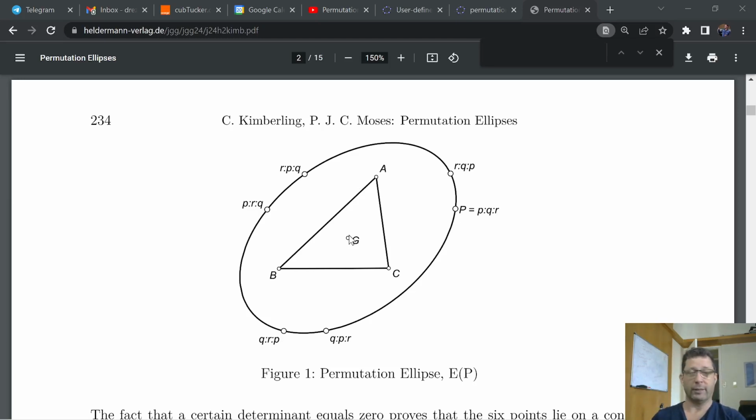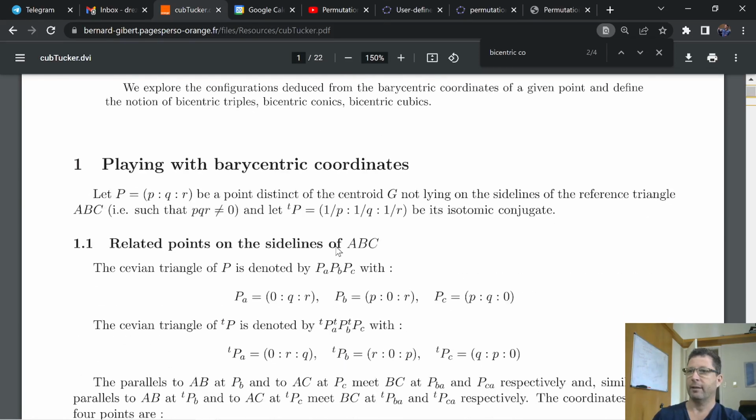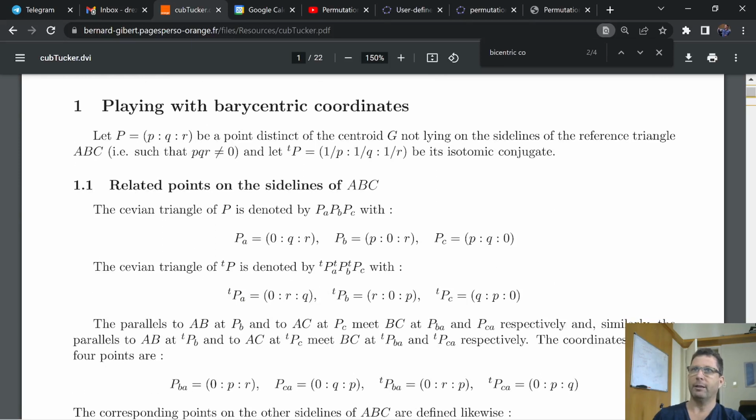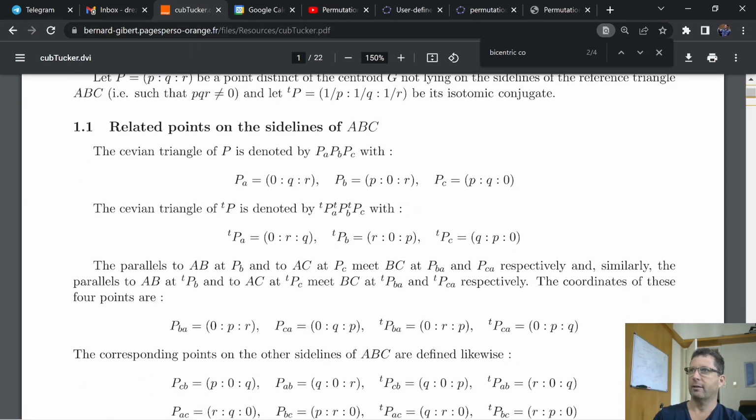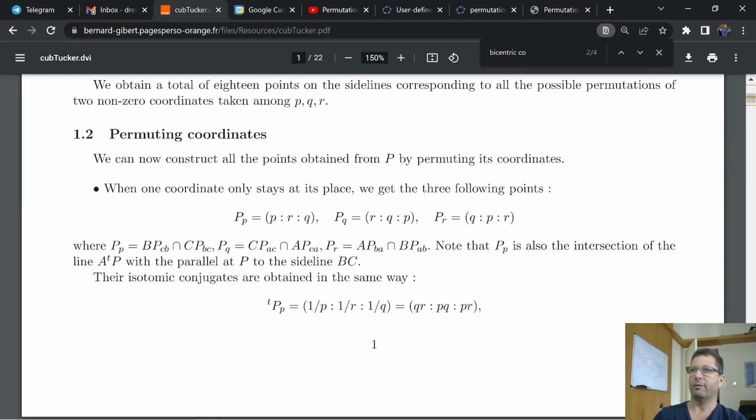I was speaking with Bernard Gibert today, and he told me he has a paper from 2002 called Tucker cubics and bicentric cubics. I'm going to leave a link in the description. And the same concept is described there all the way back in 2002. Namely, he defines a point P with coordinates P, Q, R, and he will first define 3 points with certain permutations. The points are these here: P sub P, P sub Q, P sub R.